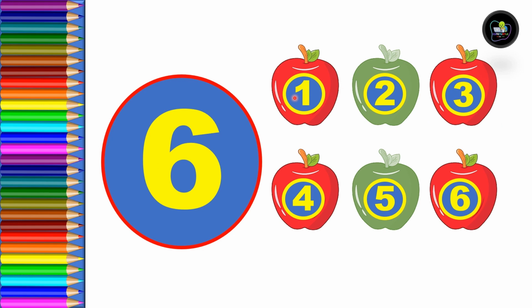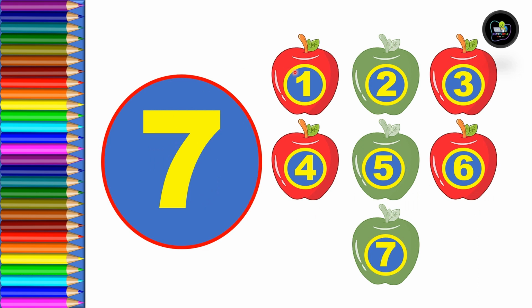6. 1, 2, 3, 4, 5 and 6. You can see 2 green apples and 1, 2, 3, 4, 4 red apples. Total 4 plus 2 equal to 6. 6 apples.